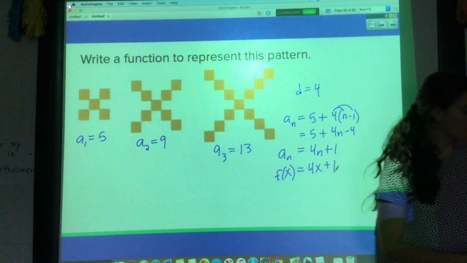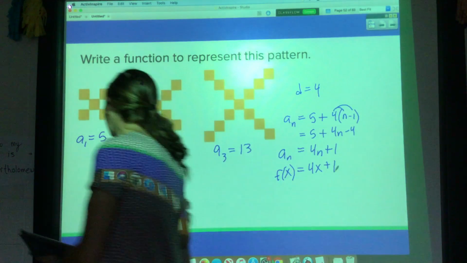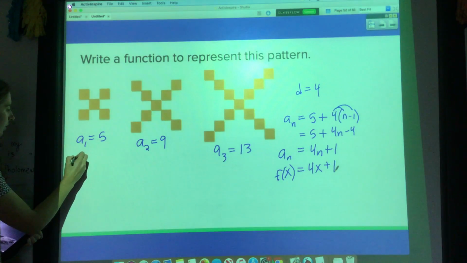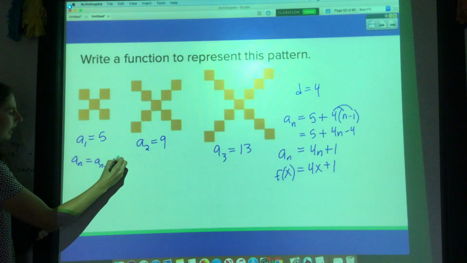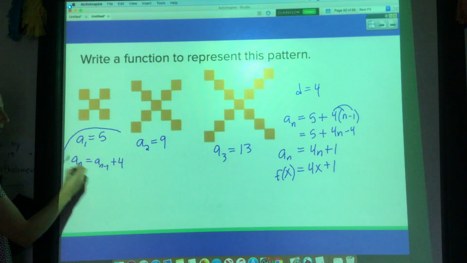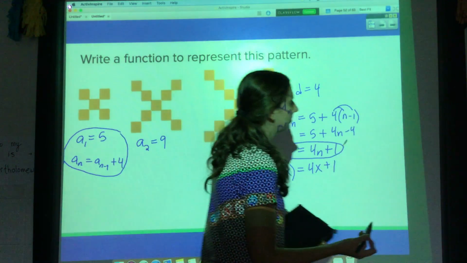If I wanted to write a recursive formula for it, I would just say, okay, a1 equals 5, and then for the next term, take the term before it and add 4. So this would be a recursive formula, whereas this is an explicit formula.